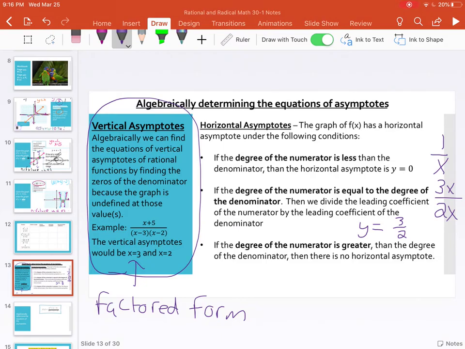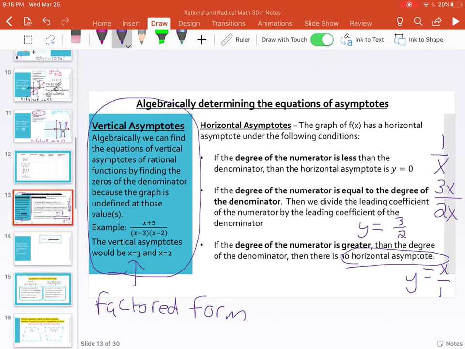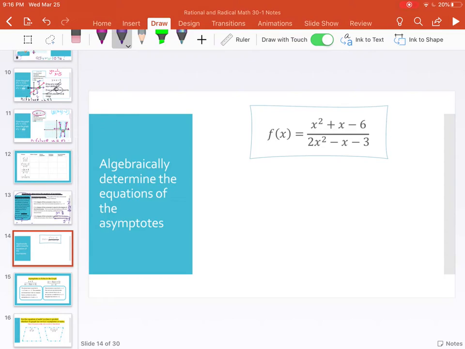If the degree of the numerator is greater than the degree of the denominator, for example, if you had x over 1, there would be no horizontal asymptote. If you were to graph y equals x over 1, there'd be no horizontal asymptote there. All right, so let's look at this example here.